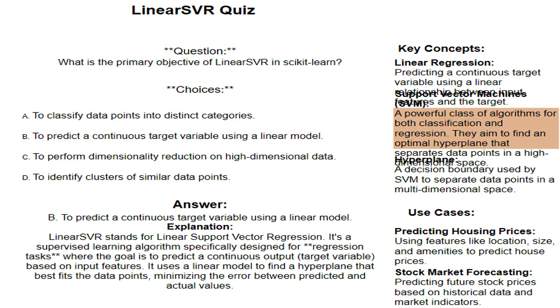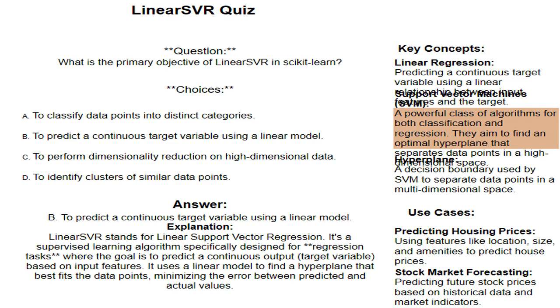Support vector machines (SVM). A powerful machine learning algorithm for both classification and regression tasks. SVMs aim to find an optimal hyperplane that separates data points in a multidimensional space. The hyperplane maximizes the margin between data points belonging to different classes in classification, or minimizes the error between predicted and actual values in regression.